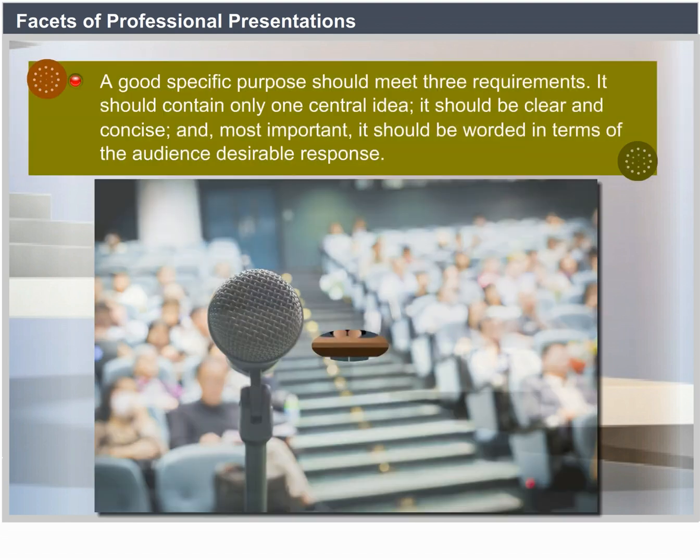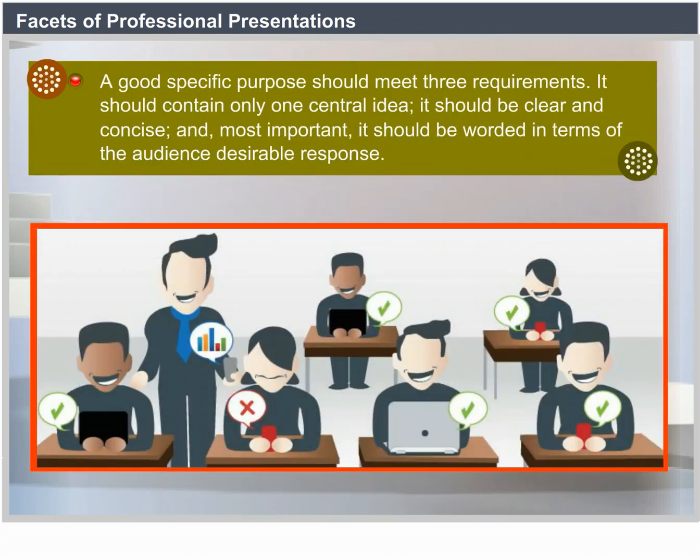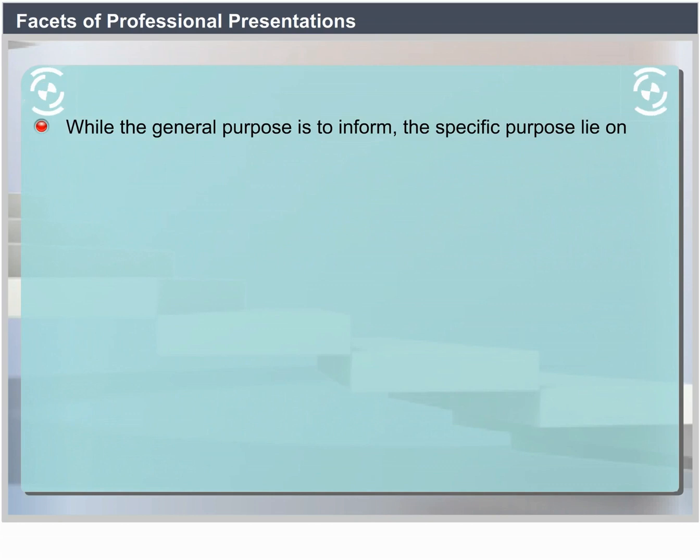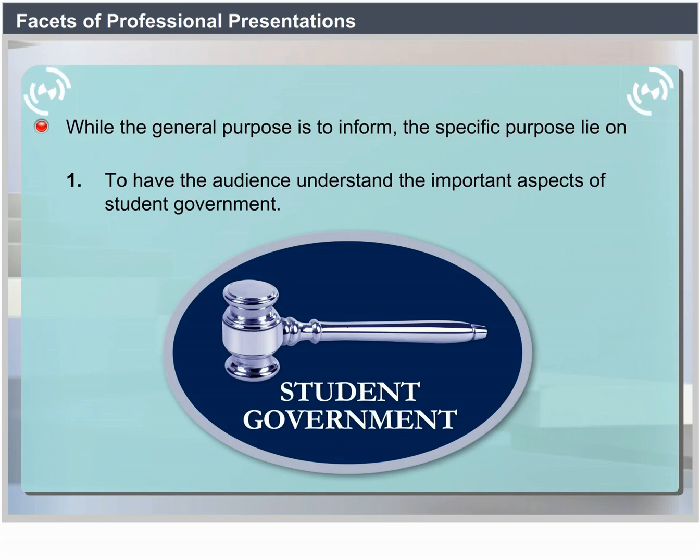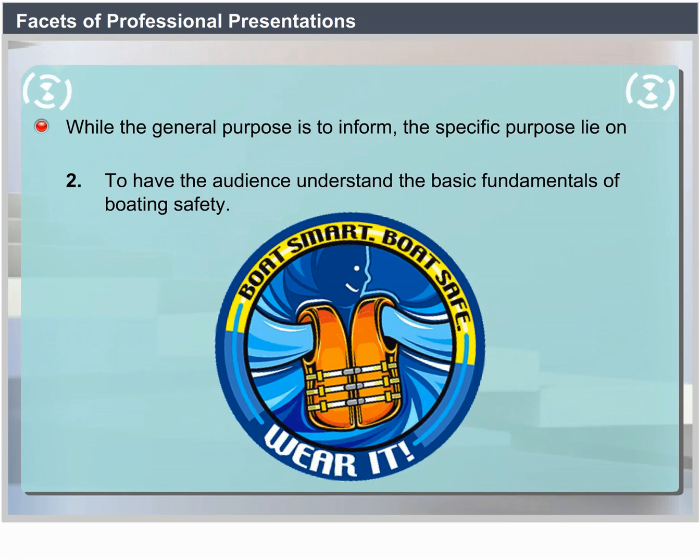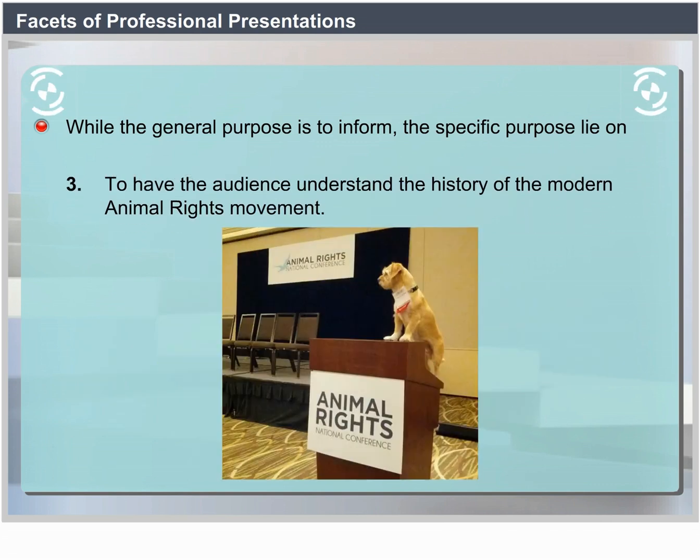There are three requirements a good specific purpose should meet. It should contain only one central idea. It should be clear and concise. And most important, it should be worded in terms of the audience response desired. While the general purpose is to inform, the specific purpose could be: number 1, to have the audience understand the important aspects of student government. Number 2, to have the audience understand the basic fundamentals of boating safety. Number 3, to have the audience understand the history of the modern animal rights movement.